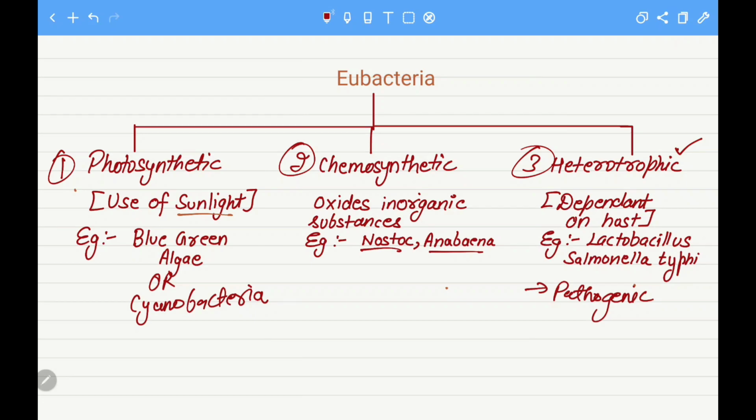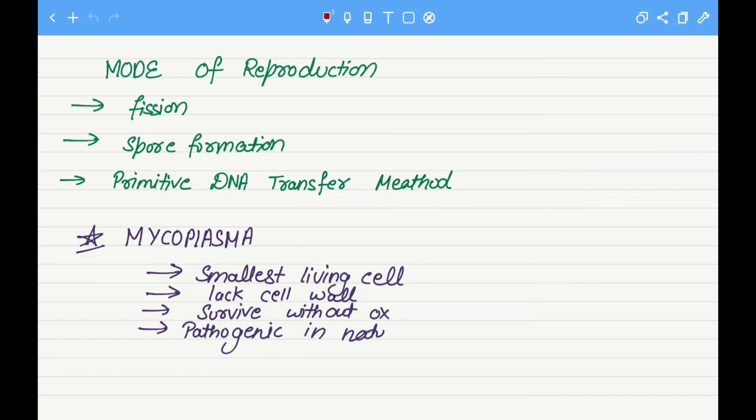So eubacteria are basically two types of bacteria which are present under normal conditions, useful, and sometimes harmful for human beings also.